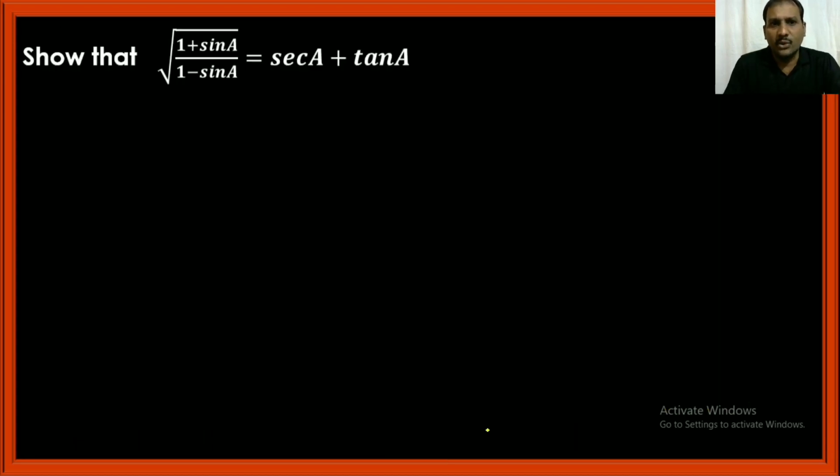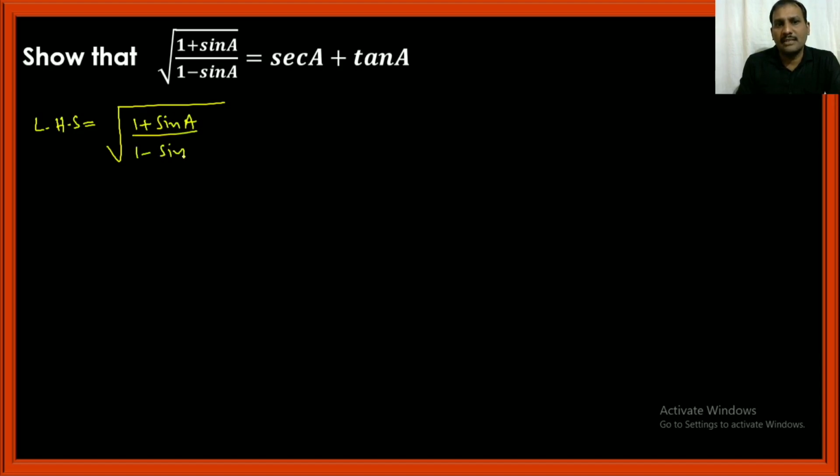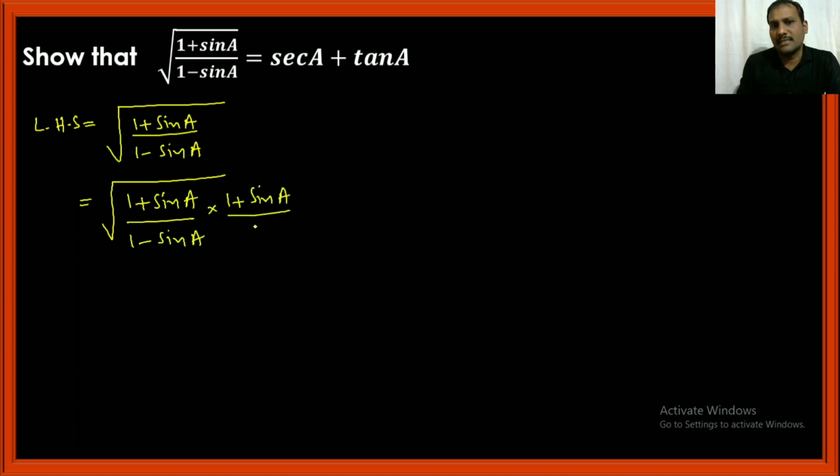Show that under root (1 plus sin a) by (1 minus sin a) is equal to secant a plus tan a. Already we did one of this type of problem. So let us take LHS, that is under root (1 plus sin a) by (1 minus sin a). So we have to do rationalization here. So what is the rationalizing factor of 1 minus sin a, the denominator? That is 1 plus sin a. Therefore, multiply and divide by 1 plus sin a.